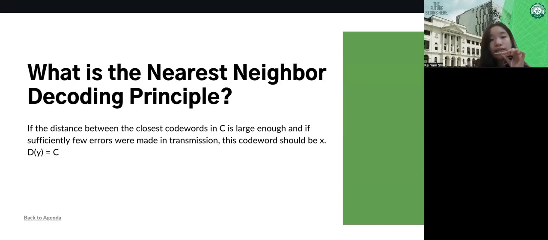So what is the nearest neighbor decoding principle? The nearest neighbor decoding principle implies that if the distance between the closest code words is large enough, and if sufficiently few errors are made in transmission, this code word should be X.